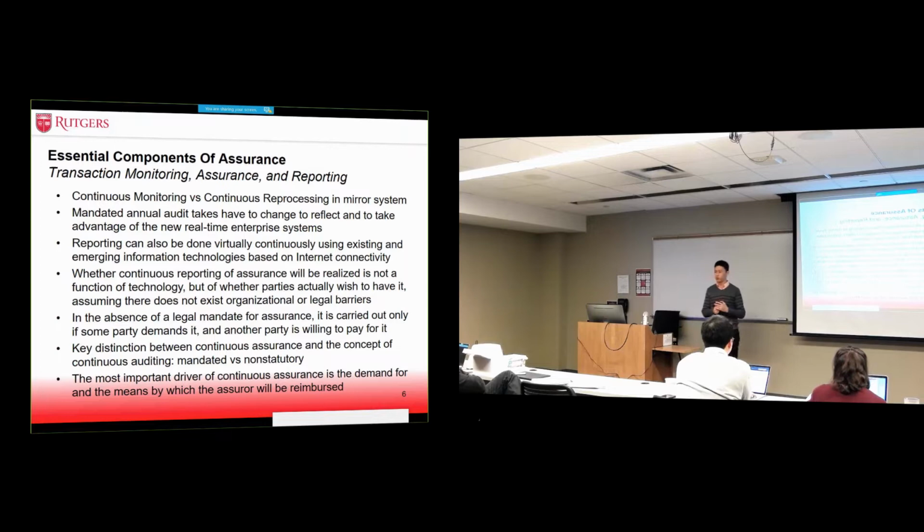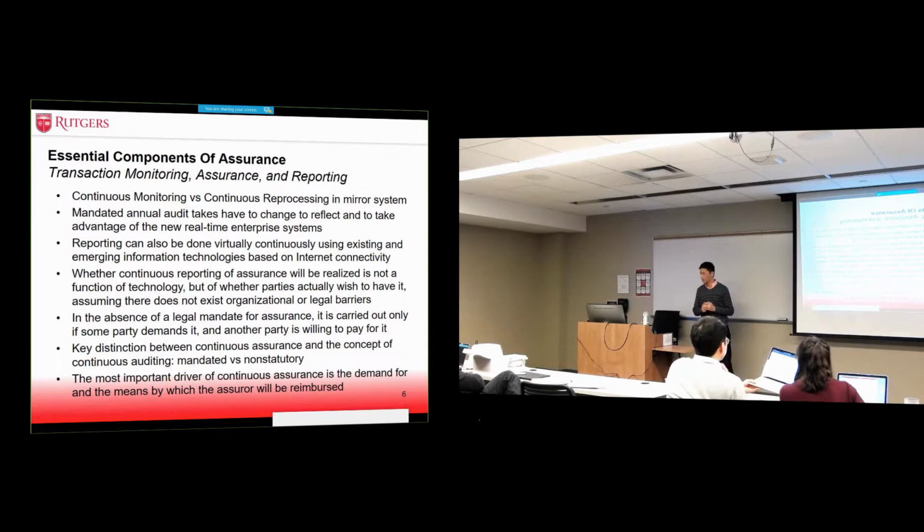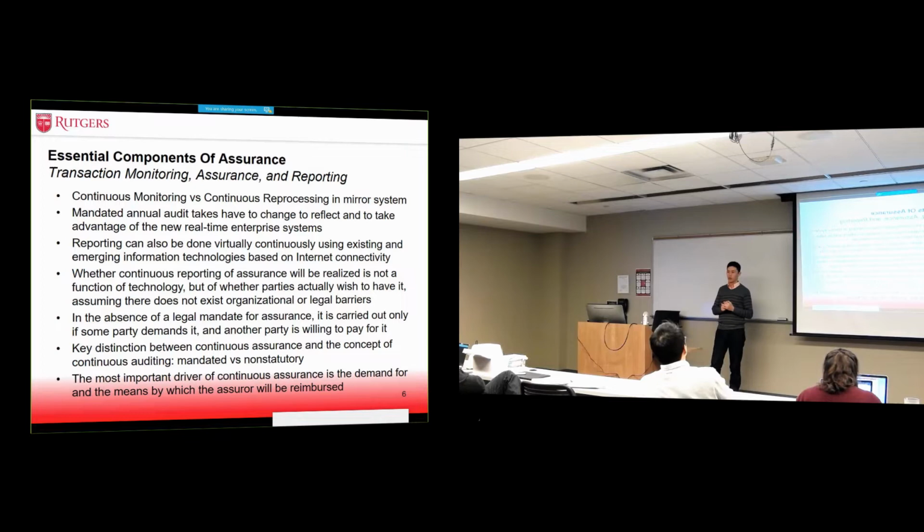And the second way is reprocessing in the mirror system, which is when Walmart records a transaction, your system should also record the transaction independently, and this is the independent source of information in a real-time enterprise, on a real-time basis.